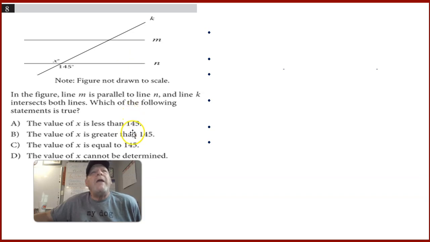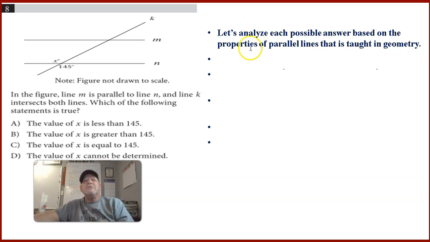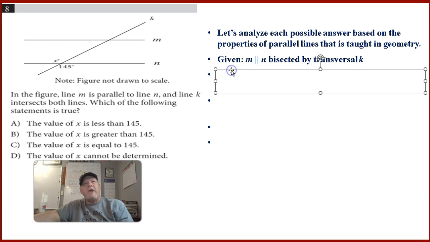All right, in number 8, it says, in the figure, line M is parallel to line N, and K intersects it. And when a line intersects two other lines, it's called a transversal. Which of the following statements are true? So let's analyze each possible answer based on the properties of parallel lines that you're taught in geometry. So we're given that M is parallel to N and it's bisected by transversal K.